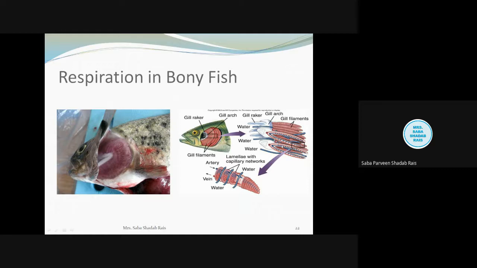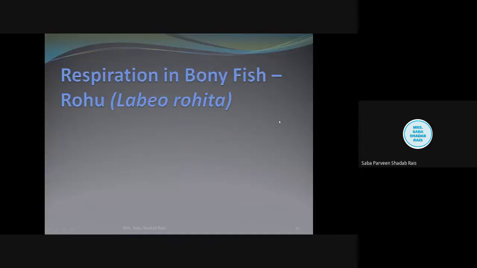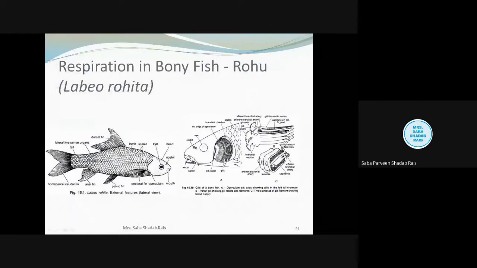Now we have learned about the characteristics of respiratory surfaces, that a good respiratory surface is highly vascular and has a great surface area. So when they divide and subdivide, what happens? This division and subdivision increases the surface area.